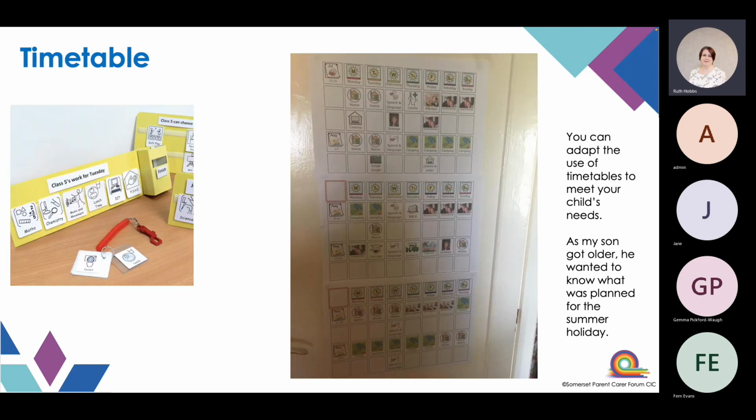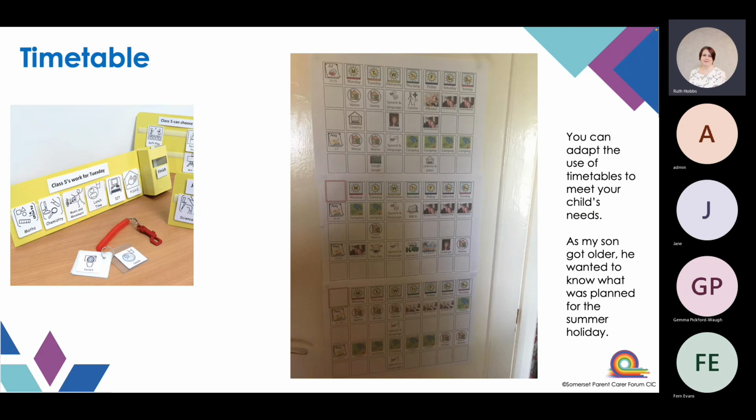So as I said, they can be different processes, different timetables. It can be very detailed, it can be very small. On the left, you'll see one which is a different style, which the young person takes off the activity as they do them and they pop them into the finished post box. And that allows them to have that control so they know what's coming.